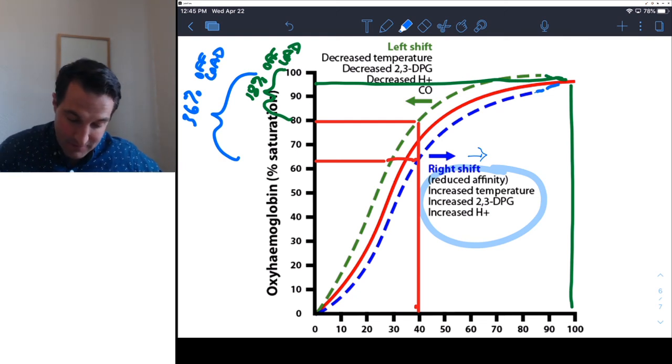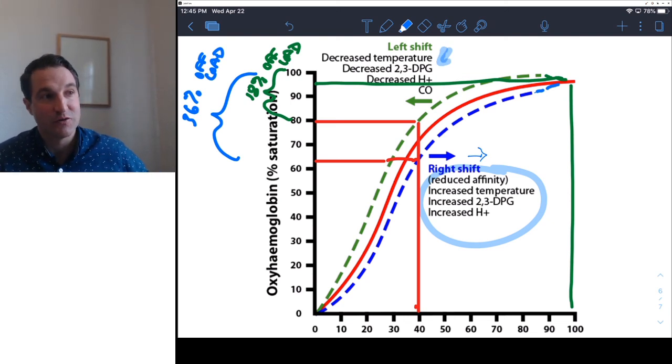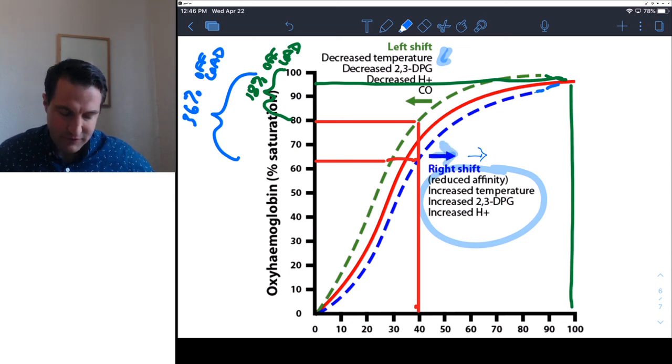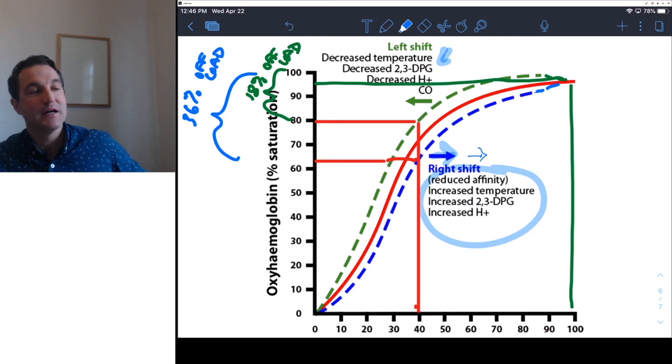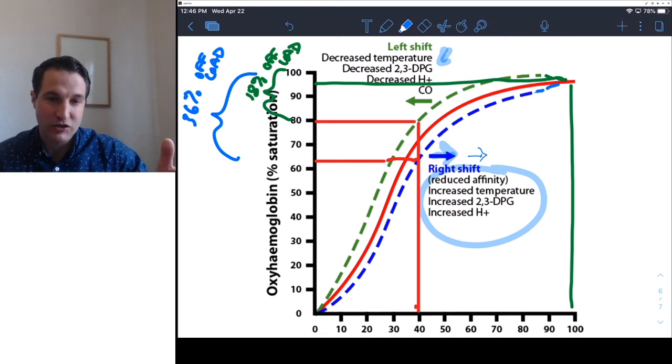The other things happen generally when you're not exercising. You don't see a left shift quite as often as you will see a right shift, but these are the opposite. Decreased temperature if you're really, really cold, decreased 2,3-DPG, and decreased hydrogen ion, and also increased carbon dioxide, I believe. So the main things overall we want to focus on here is the right shift, and the reason we have that right shift is because we have a decreased affinity for oxygen on hemoglobin, and that's going to result in more offloading of oxygen and hopefully a greater amount of exercise capacity.